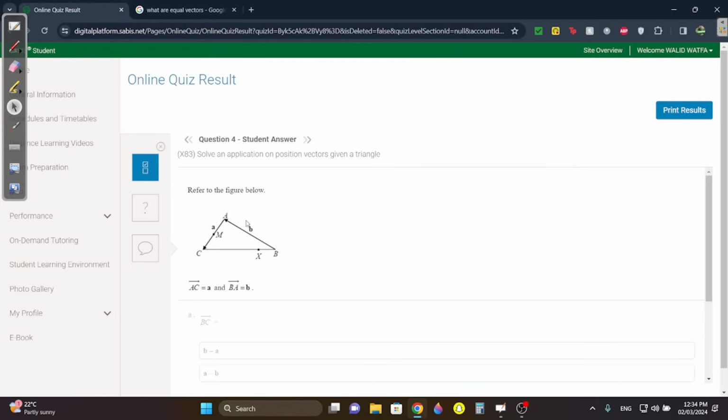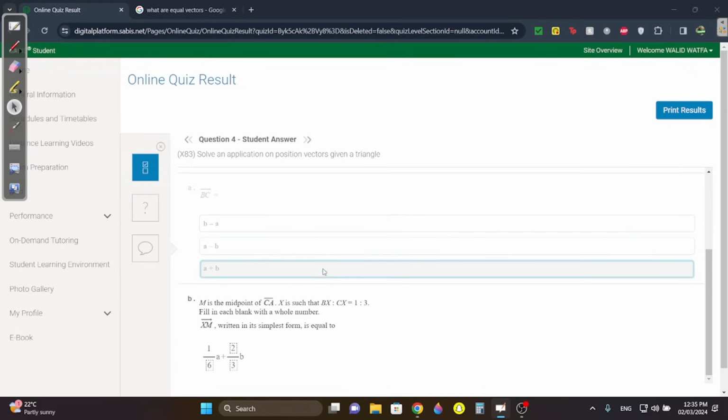Here they give you AC is A, which is drawn, and BA is B. They want BC. So what's the alternative path from B to C? You go from B up to A. Let me draw it. B to A, then A to C. And BA is given as B, and AC is given as A. So this is easy. It's just B plus A. Very easy. Or A plus B, whatever.